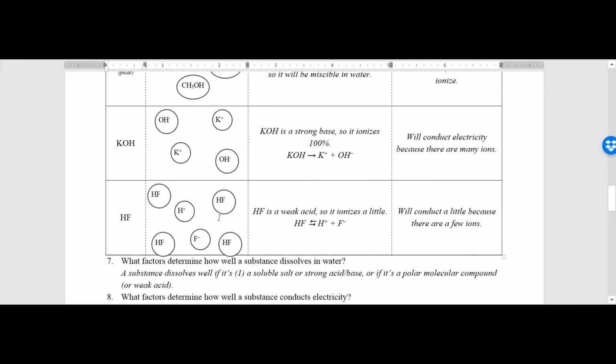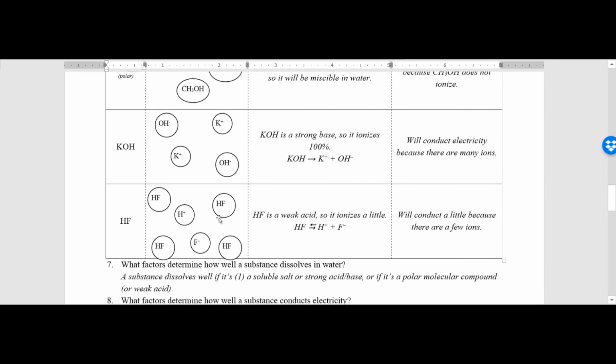The next one, KOH, right? KOH is a strong base. It ionizes 100%. Strong bases and strong acids do that. And so you're going to have K+, so potassium ions, and OH-, hydroxide ions in your picture. It breaks apart 100%, so we're just going to have 1 arrow right there. And it will conduct electricity because there's free motion of electrons with those ions floating around in water solution.